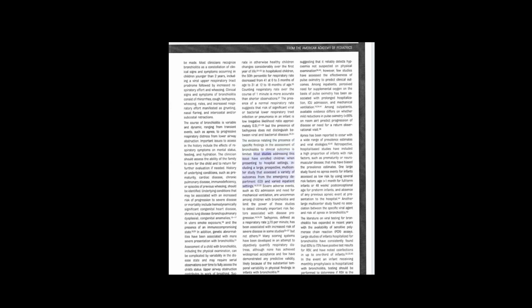Most studies addressing this issue have enrolled children presenting to hospital settings, including a large, prospective, multicenter study that assessed a variety of outcomes from the emergency department in varied inpatient settings. Severe adverse events, such as ICU admission and need for mechanical ventilation, are uncommon among children with bronchiolitis and limit the power of these studies to detect clinically important risk factors associated with disease progression.